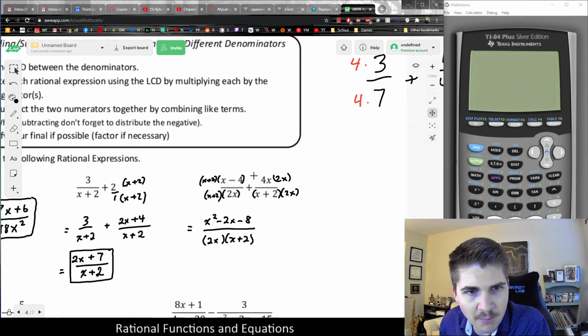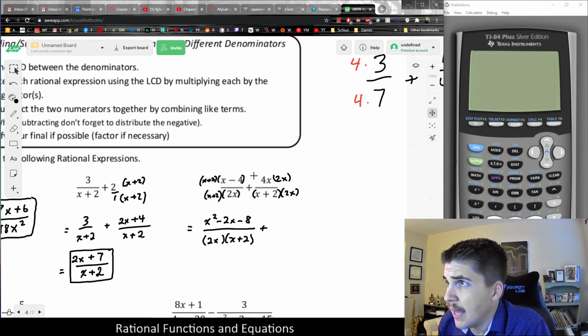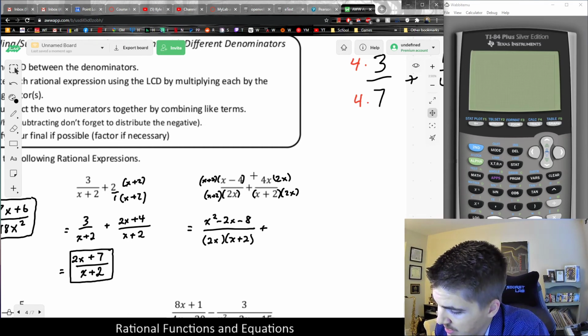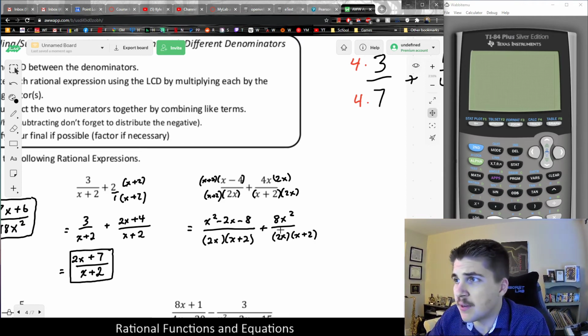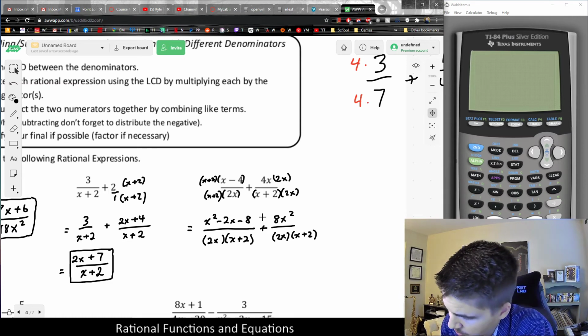Usually I'd suggest not multiplying it out, because it usually will just create more work for yourself. And then on the right, the second rational function, we have 8x squared over the same denominator. And I'll just rewrite it in the same order to emphasize that it is the same. And I don't really need parentheses around the 2x here since it is a single term, but whatever. And now that I have a common denominator, I can go ahead and combine like terms.